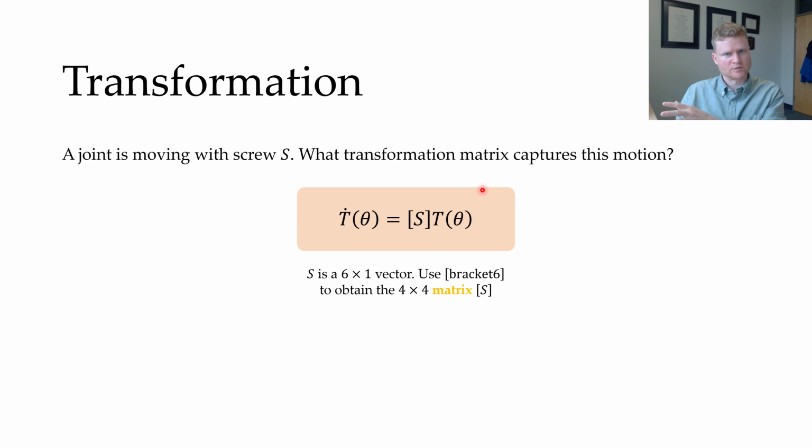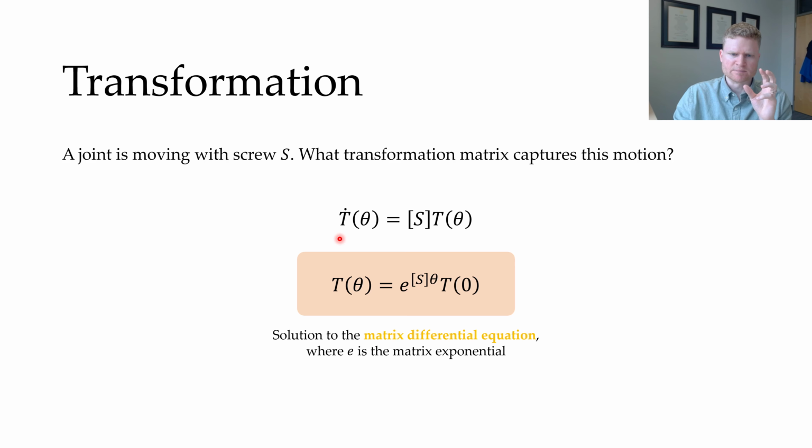Just instead of thinking about it in terms of rotation matrices, now I'm thinking about it in terms of transformation matrices. Here's T of theta, a transformation matrix with angle theta, or translation theta, whatever your units are here. And then here's T dot, the time derivative of that transformation matrix. And here I've got bracket of S. Previously I was using bracket 3. Now I'm going to be using bracket 6, because S is a 6x1 vector. It's a screw, and so I need to use bracket 6 to get the corresponding dimensions. This is going to build out a 4x4 matrix, so I'll have a 4x4 times a 4x4, giving me a 4x4 for the time derivative.